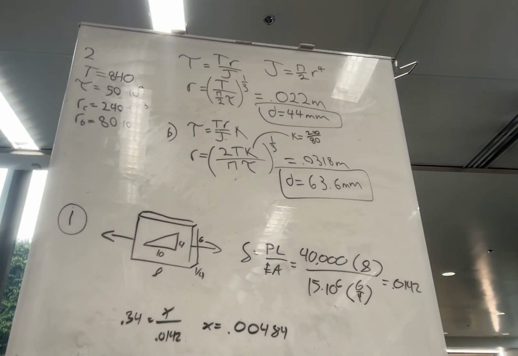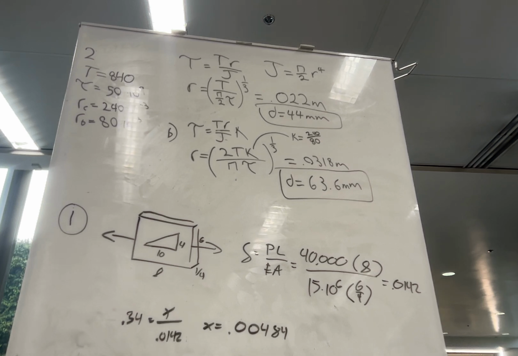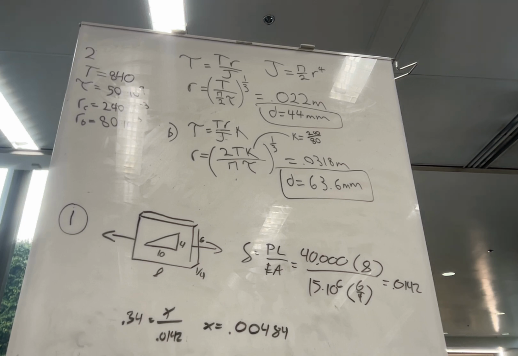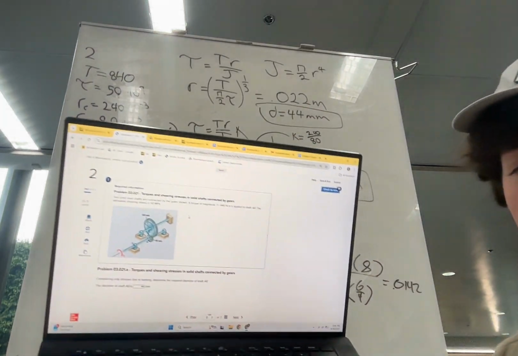stress is equal to the torque times the radius over J, which is like the moment of inertia. We can expand out J to pi over 2 times r to the 4th, and then from there we just isolate for r and plug in all of our givens, and we'll get that the radius is equal to 0.022 millimeters, and then to find the diameter we just do a little conversion and we get that it's equal to 44 millimeters. Then for part B we're trying to find, let me do some clarifying.